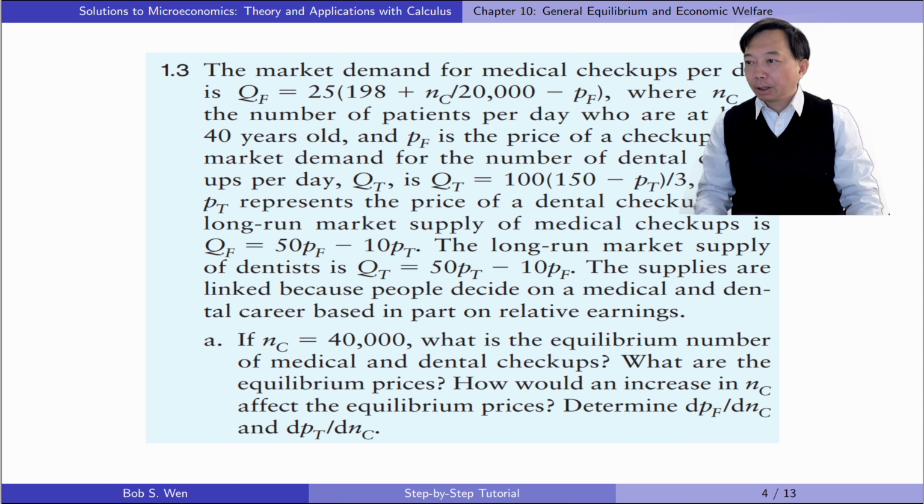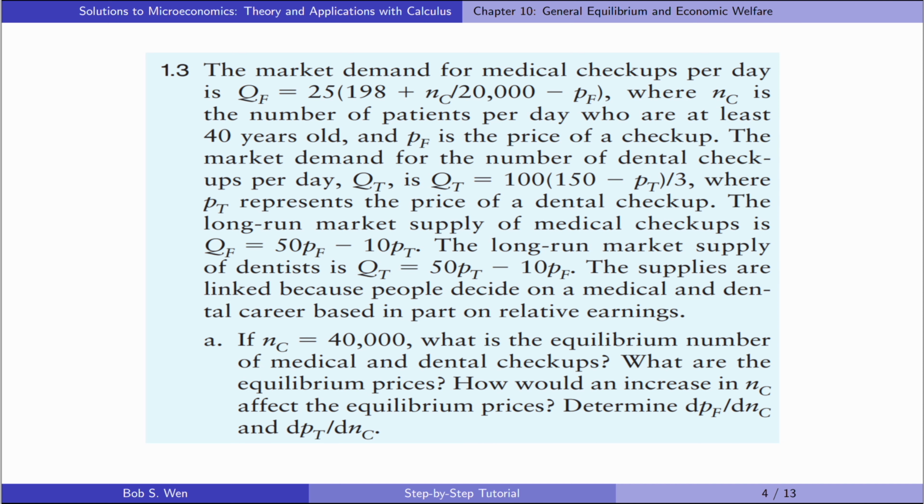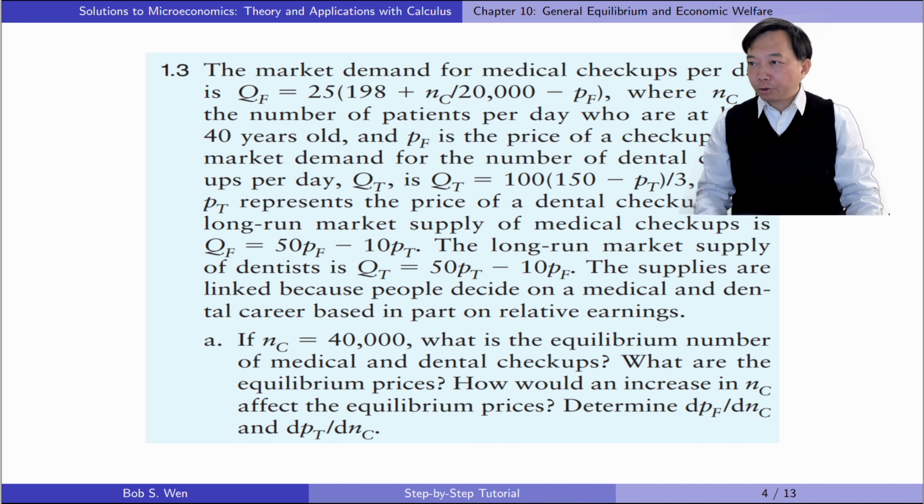In part A, if NC equals 40,000, what is the equilibrium number of medical and dental checkups? What are the equilibrium prices? How would an increase in NC affect the equilibrium prices? Determine dPF over dNC and dPT over dNC. We have 4 equations, 2 for demand and 2 for supply.